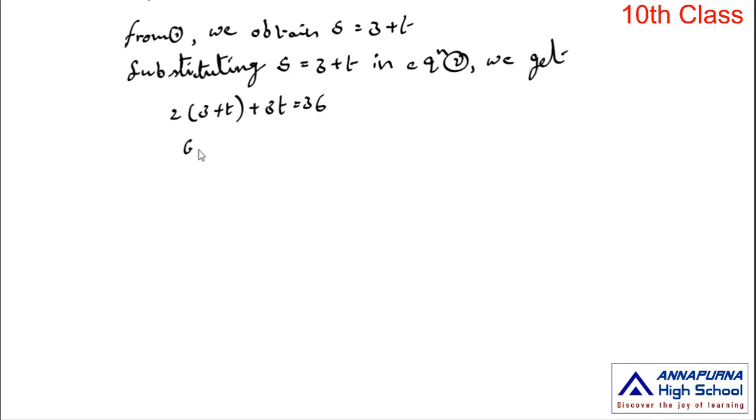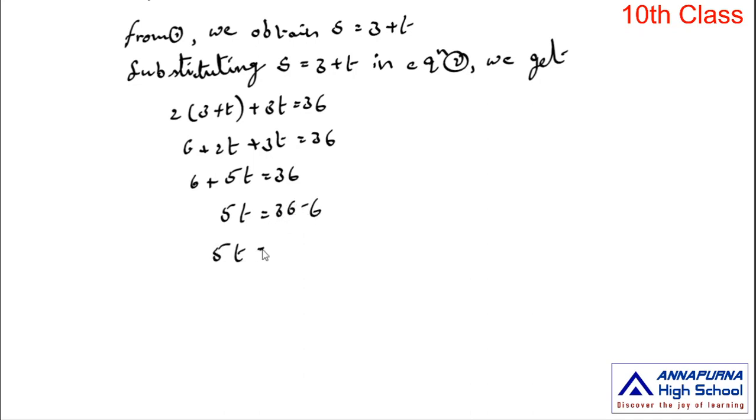Okay, now simplify this equation. 2 into 3, 6 plus 2t plus 3t is equal to 36. 6 plus 2t plus 3t, 5t is equal to 36. So 5t is equal to, when you transfer the 6 to the right side, it changes to minus 6. So 5t is equal to 36 minus 6, 30. T is equal to 30 by 5, it is equal to 6. So t is equal to 6.